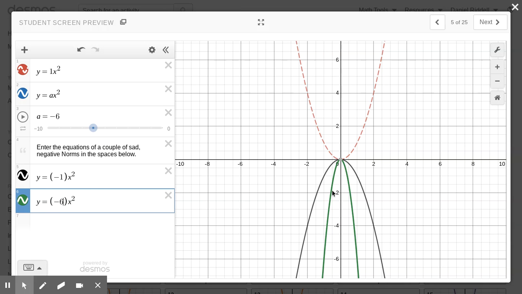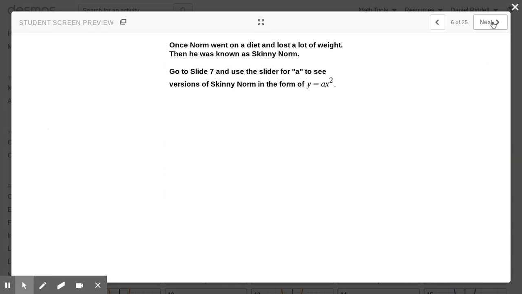We have this new graph that's right on top of the blue. And so the slider's purpose is to show you how different values of a, in this case, they're all negative, can affect our graph. And that's going to be the story of the whole exploration. You get new information and you get to try something else.